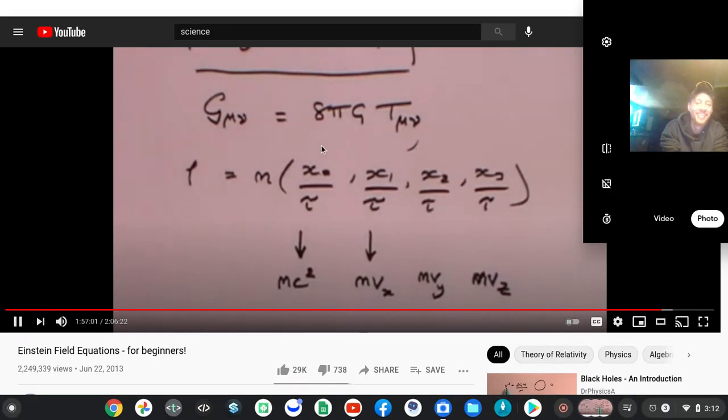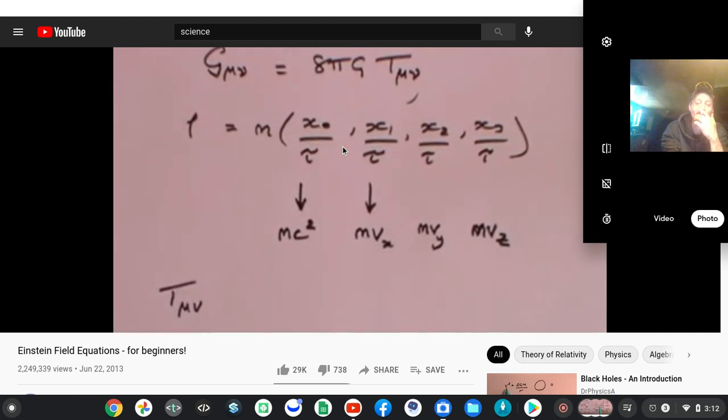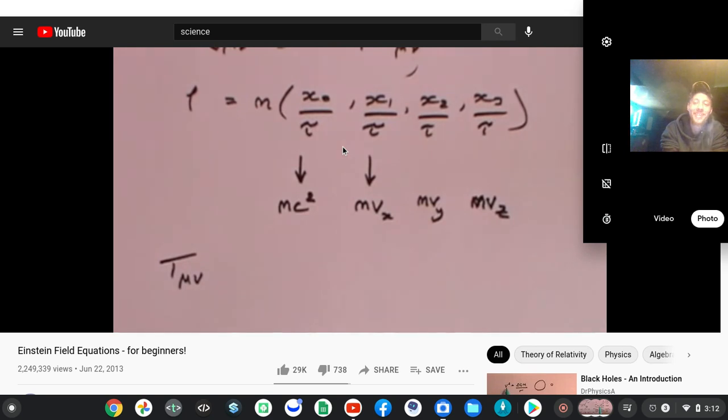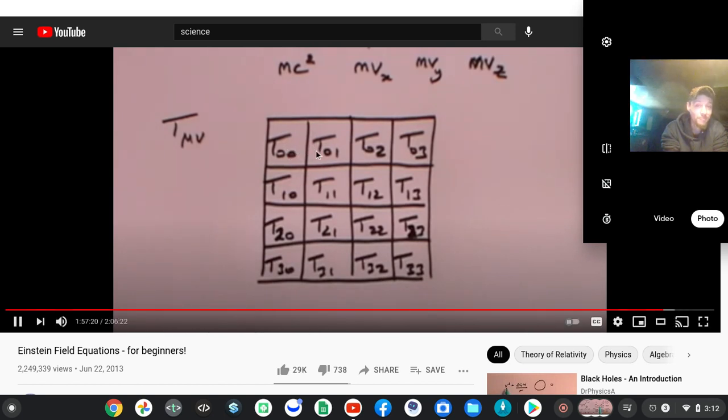Well, that's fine, but that is just, of course, essentially a vector. Right now, we need a tensor. We need not p, but T mu nu. And that means we need a 4x4 matrix. And to save time, I've drawn one. And there it is. You will see that T has all the values of mu and nu from 0 to 3.